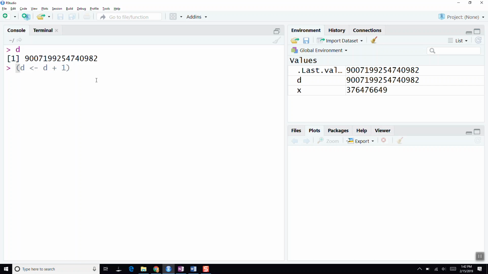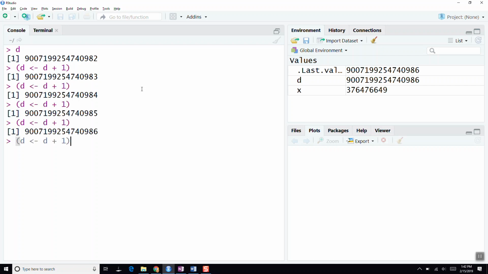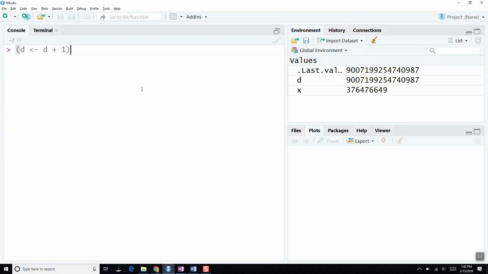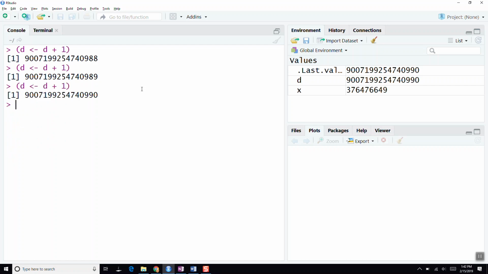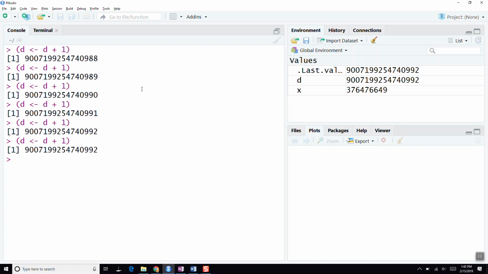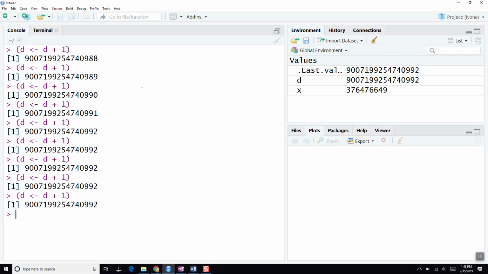And I put parentheses around it so that the computer will print out the result. Okay, so we have whatever this is, 900719925474098 blah, blah, blah, 0983, okay? I add 1, 84, 85, 86, 87, okay, no surprise here. 88, ending in 88, 89, 90, 91, 92, okay, and we're stuck at 92.